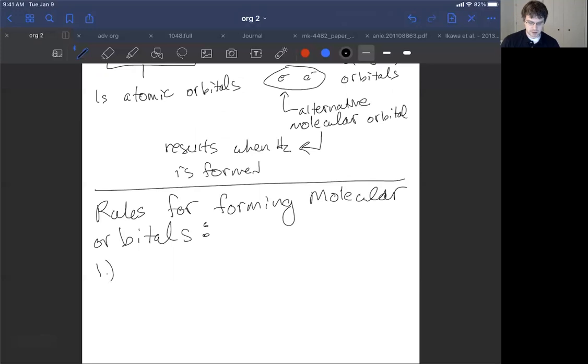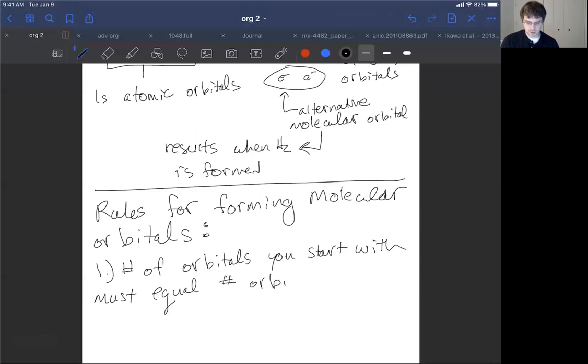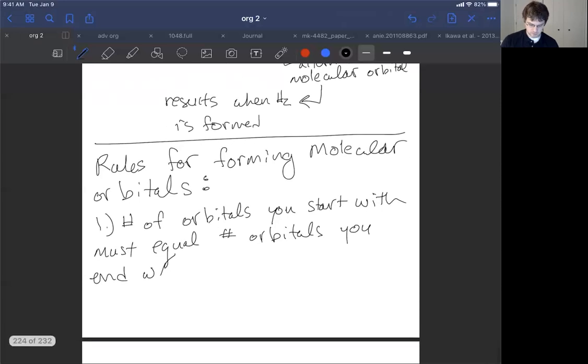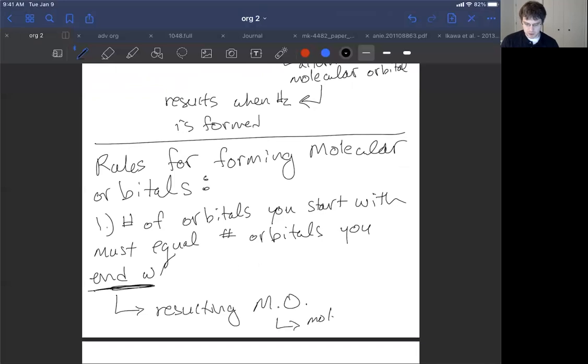So the first rule is that the number of orbitals you start with must equal the number of orbitals you end with. And the end with orbitals, these are going to be our resulting MOs, where MO stands for molecular orbital.